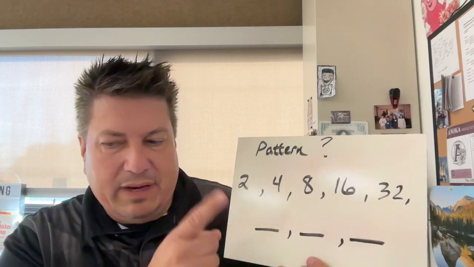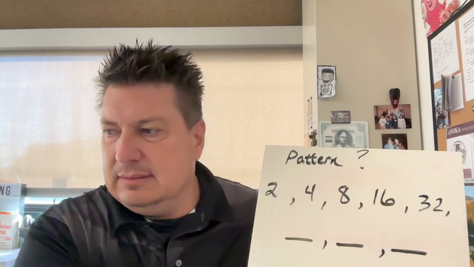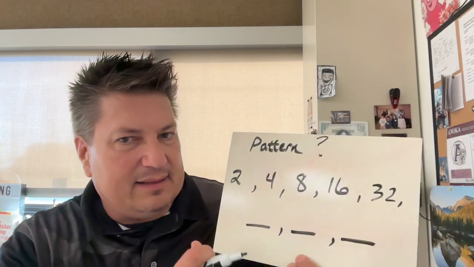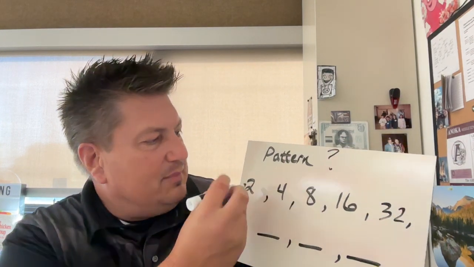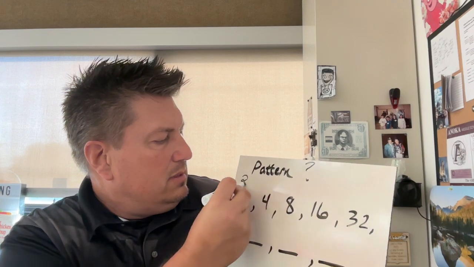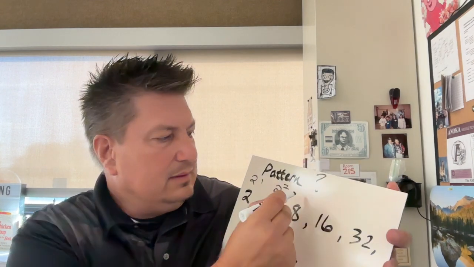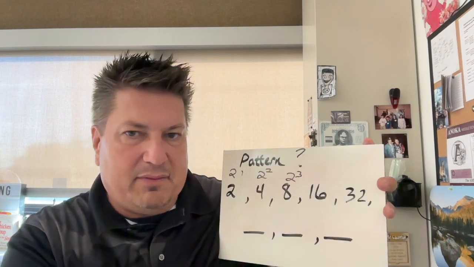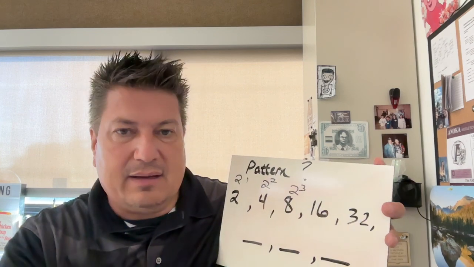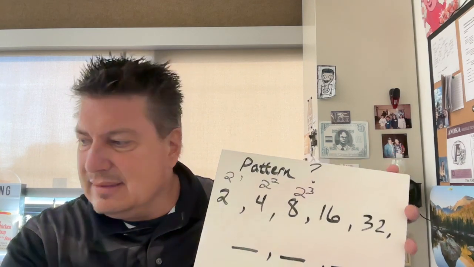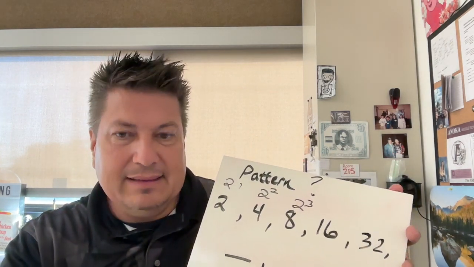Okay? We also know in our math world that when we have a problem like this, we can show it. This could be 2 to the power of 1. This is 2 to the power of 2, 2 to the power of 3, and so on. And we're going to talk about what that means today with exponents. You're going to hear words like base, power, exponential form, expanded form, standard form. You're going to hear a lot of that.